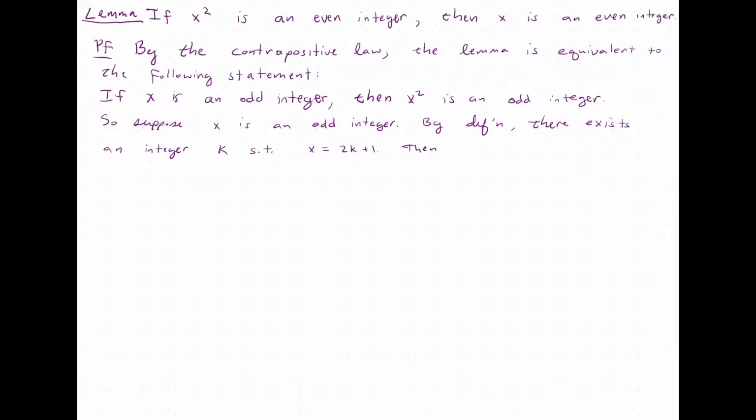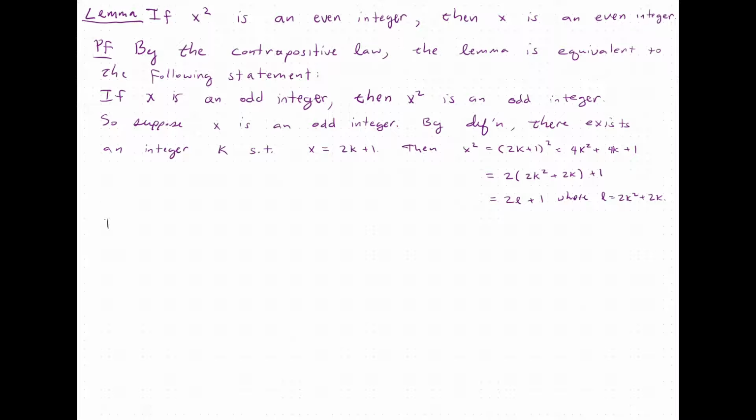But then, when we take x squared, that's the same as (2k plus 1) squared, which becomes 4k squared plus 4k plus 1, which is the same as 2 times (2k squared plus 2k) plus 1, which is the same as 2 times L plus 1, where L is equal to 2k squared plus 2k.